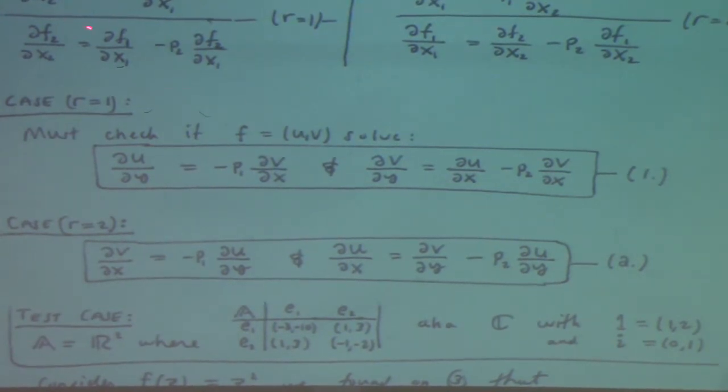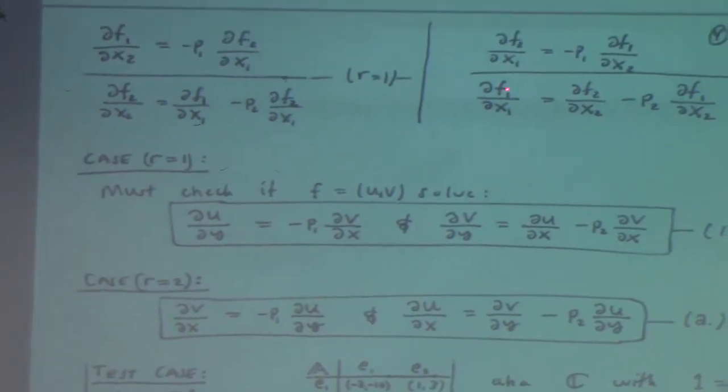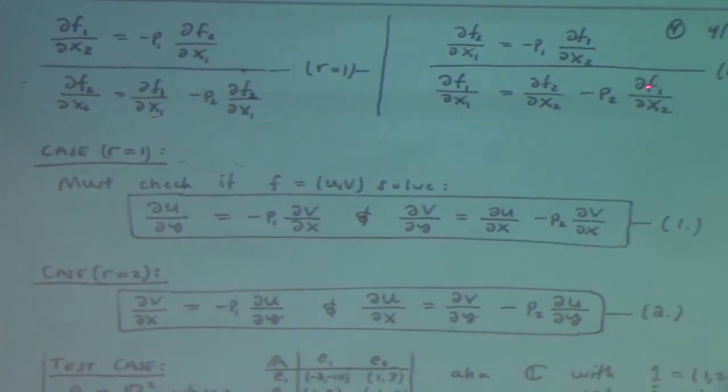translating it into UV notation, this is partial U partial Y equals minus p1 partial V partial X, and this guy is partial V partial Y equals partial U partial X minus p2 partial V partial X. Or in the r equals 2 case, we've got partial V partial, what? No, excuse me, partial V partial X is that one, equals minus p1 partial U partial Y. This one would read partial U partial X equals partial V partial Y minus p2 partial U partial Y, which is what I wrote here. So here's equations 1 and 2 with respect to the p1 and p2 parameters. Besides this, we've got the direct product algebra. I haven't checked that.